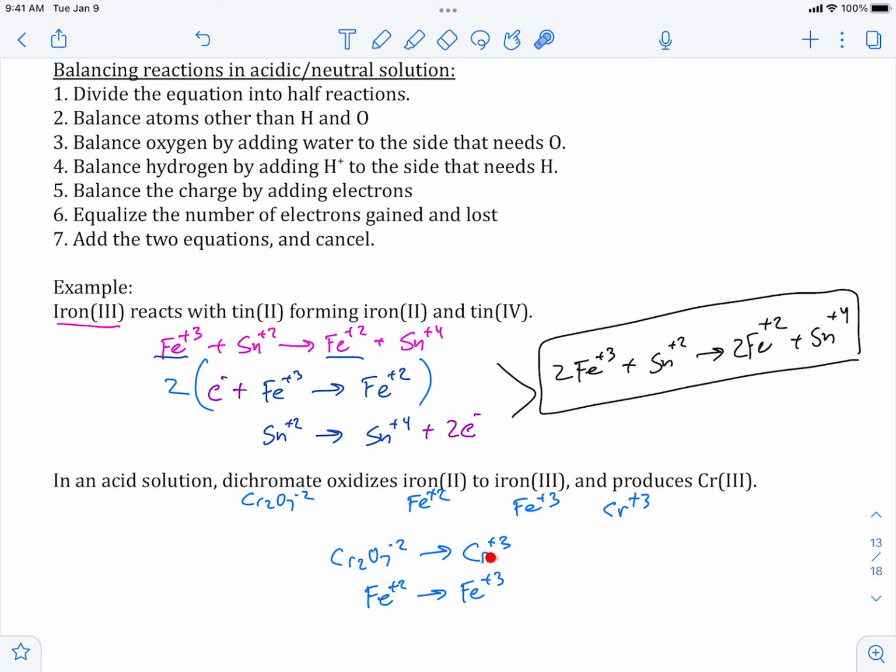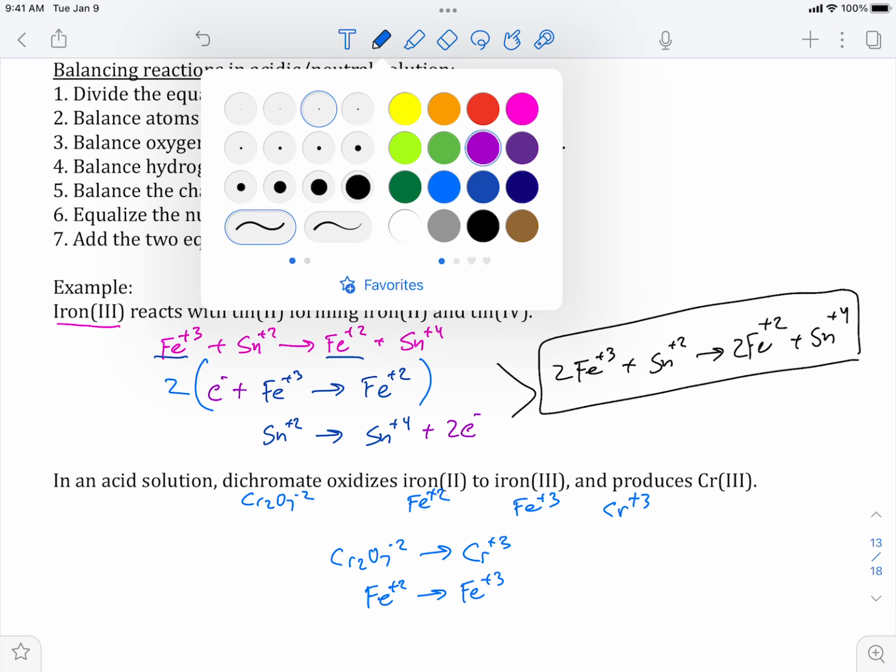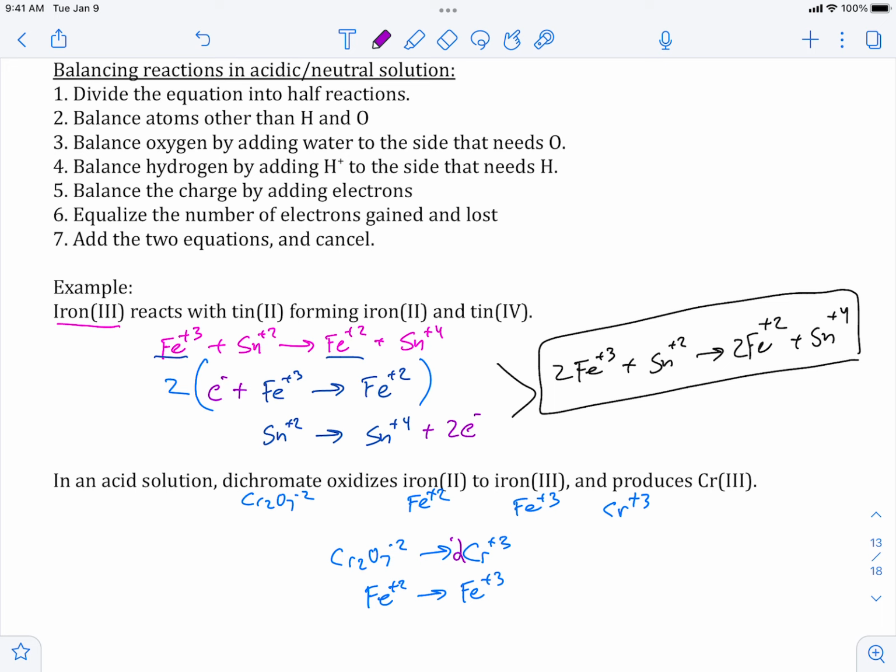Step 2, balance atoms other than H and O. So when I look across here, the chromium, there's 2 chromiums here on the left side. So I'm going to need to fix that. So I'll go ahead and put a 2 here. And in the second half reaction, 1 iron and 1 iron. So those are fine.